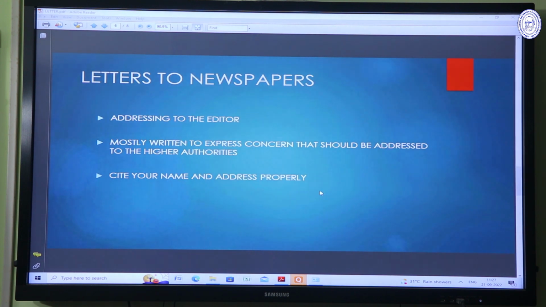Now, next, letters to newspapers. I think some of you must have seen that the editorial page often carries these letters. Now, what is the purpose of writing letters to the editors of the newspapers? The purpose is, supposedly an editorial came out, supporting something or opposing it, and a reader wants to comment or say his or her point. So, you can write a letter to the editor, that is one.